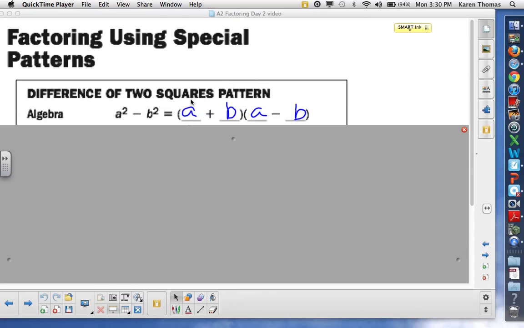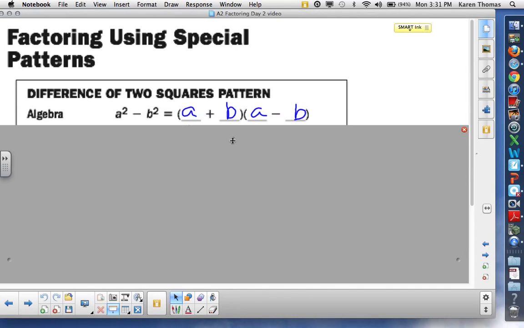What the conjugates are is you simply take this a squared, the first term, and write the square root into each set of parentheses. The square root of a squared is a, so you write that twice, and then you take your b squared, find the square root of that term, and write the square root twice. The square root of b squared is b. Then you put a plus and a minus, just as you see here in this pattern. Now that's if you just have letters.